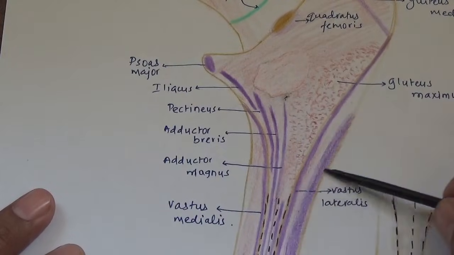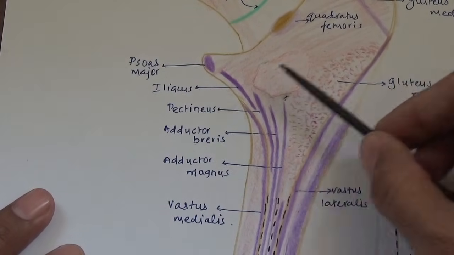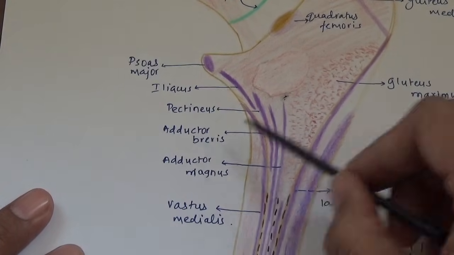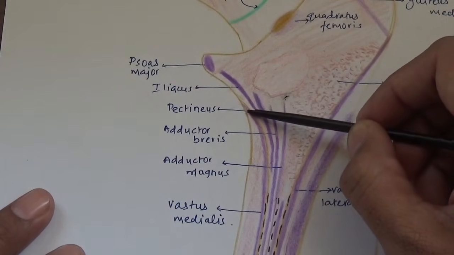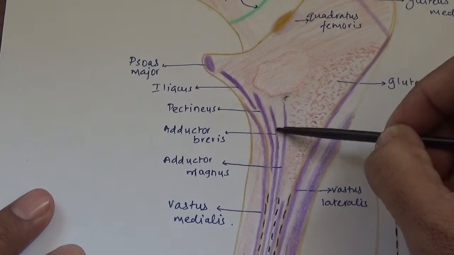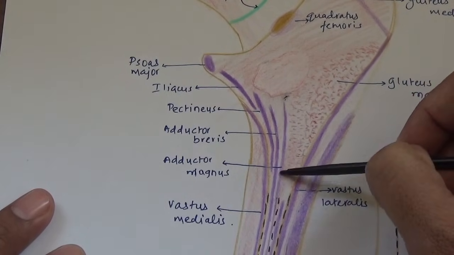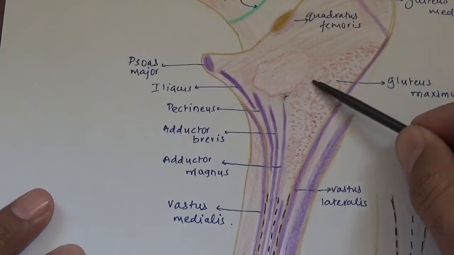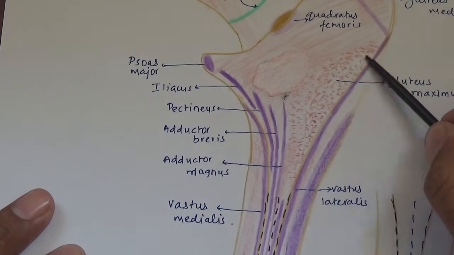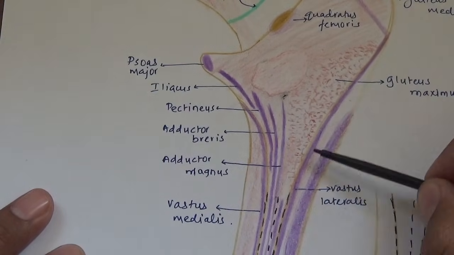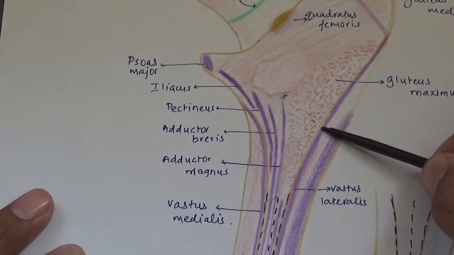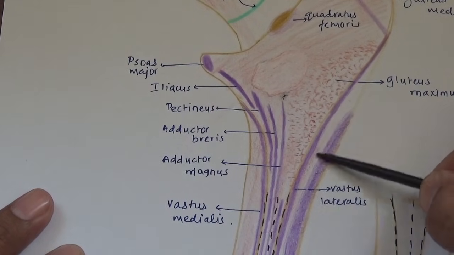Now, like the linea aspera, let's enumerate the muscles attached to the posterior surface in the upper third of the shaft. From medial to lateral, the attachments are vastus medialis, then pectineus, adductor brevis, adductor magnus, and beyond that there is the gluteal tuberosity, which receives insertion of one-fourth of the fibers of gluteus maximus, and then there is the lateral sharp margin of the gluteal tuberosity, which provides attachment to vastus lateralis.